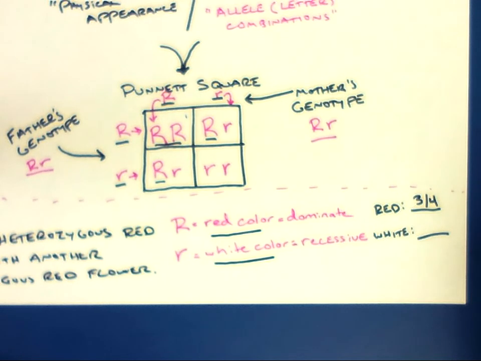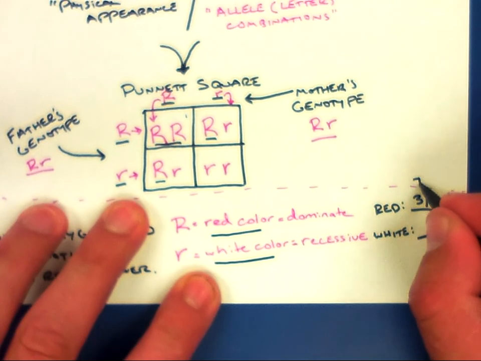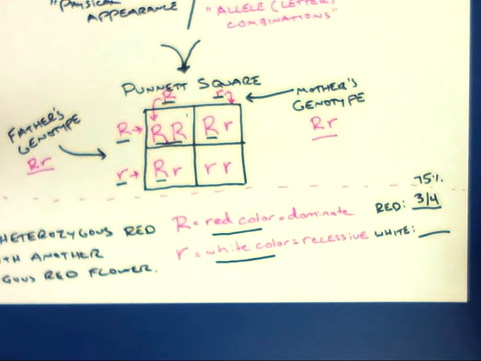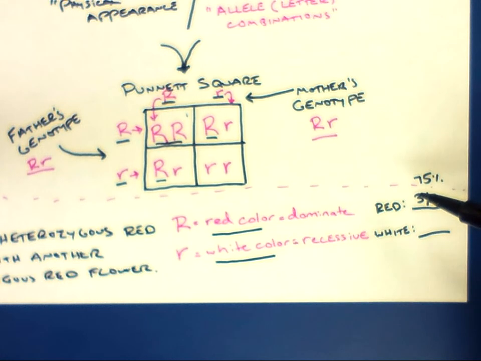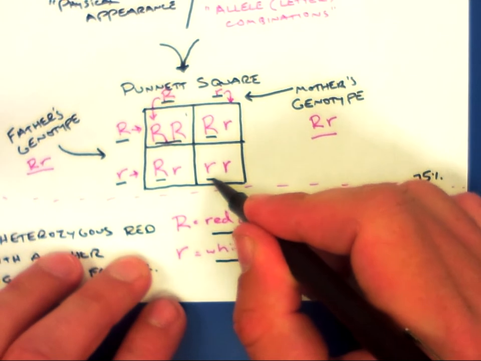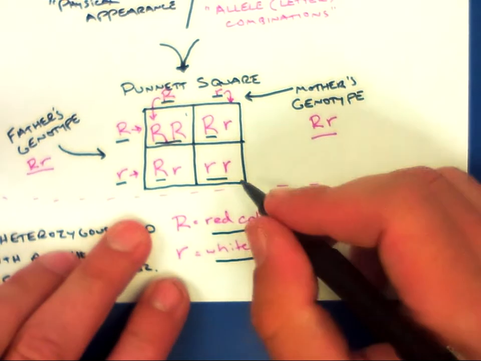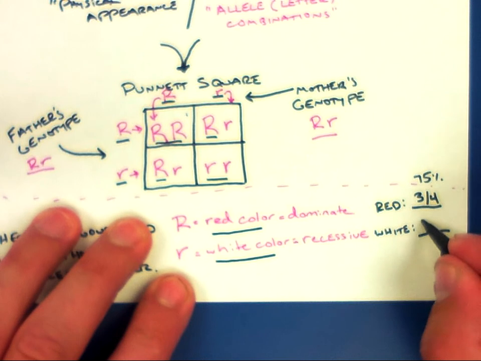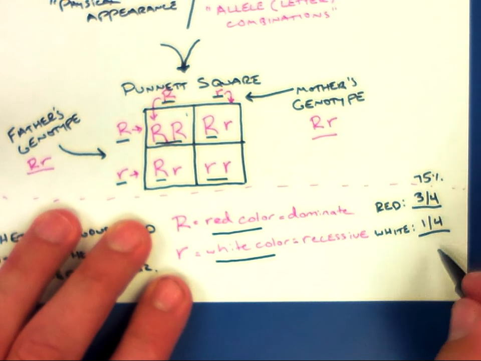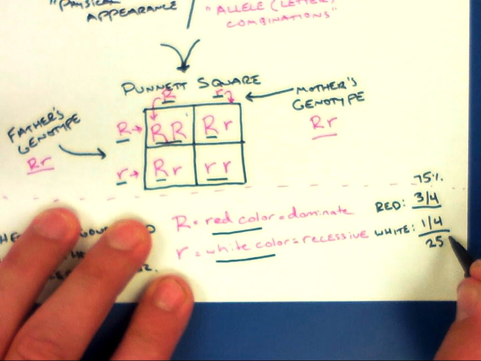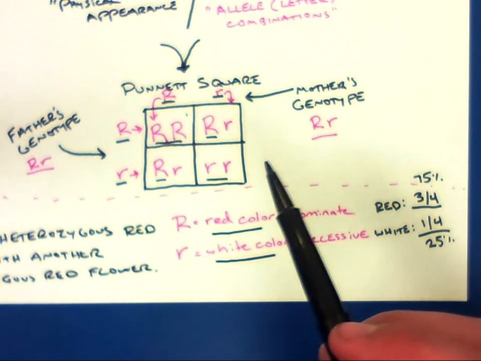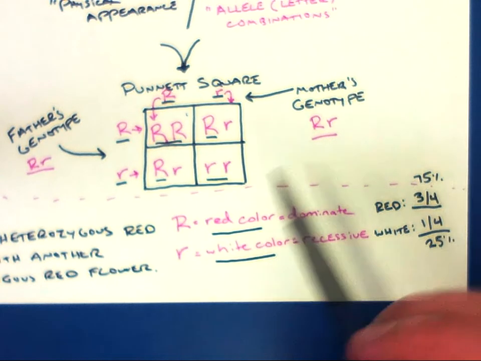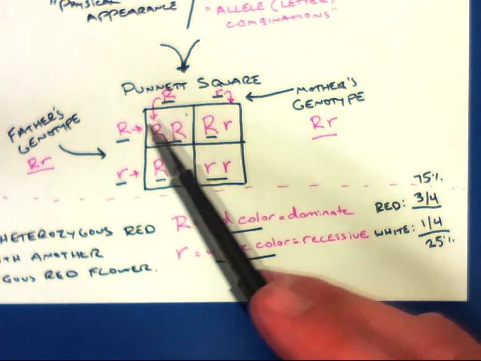So what percent is that out of 100? 75. 75% red. And how many of those boxes only have lowercase r's? Only lowercase r's. 1. There's no capital R in this box. So that one is homozygous recessive. So 1 out of 4 are white. What percent is that? 25%. So you have a 25% chance when you cross these two flowers that you're going to get white petals on your flower. You have a 75% chance that you're going to end up with red petals.